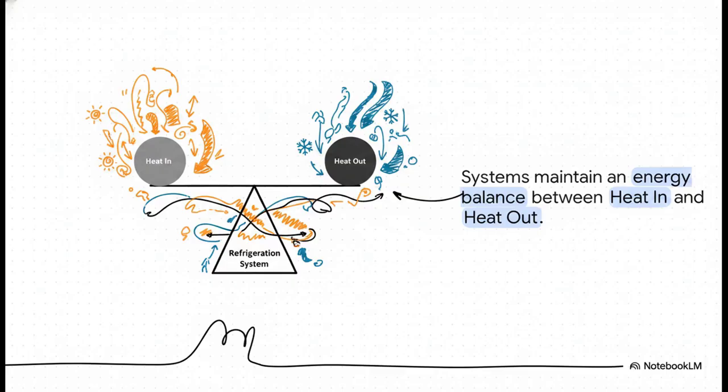Engineers absolutely have to calculate the total heat, which is the sensible plus the latent heat, to design systems that keep that energy equation perfectly balanced.